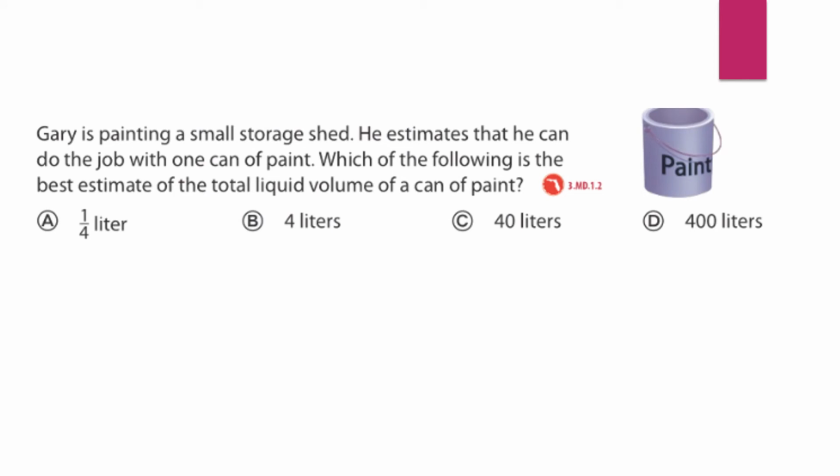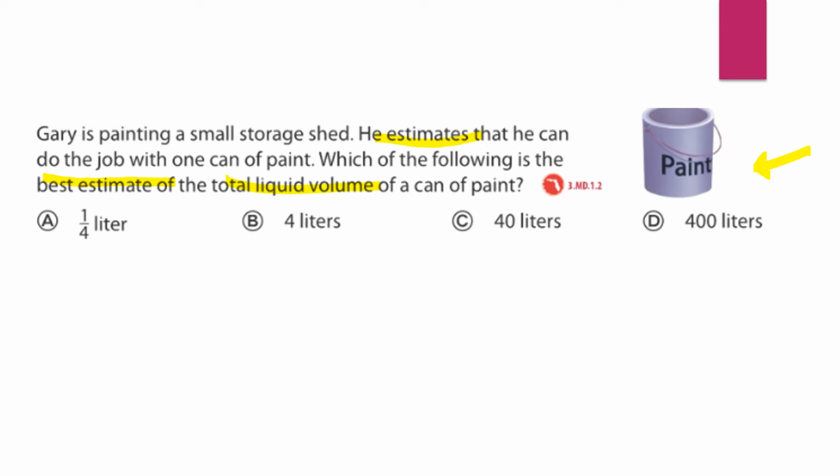Gary is painting a small storage shed. He estimates, and this is an important word because I'm estimating, it's kind of like an educated guess, that he can do the job with 1 can of paint. Here's my paint can. Which of the following is the best estimate of the total liquid?